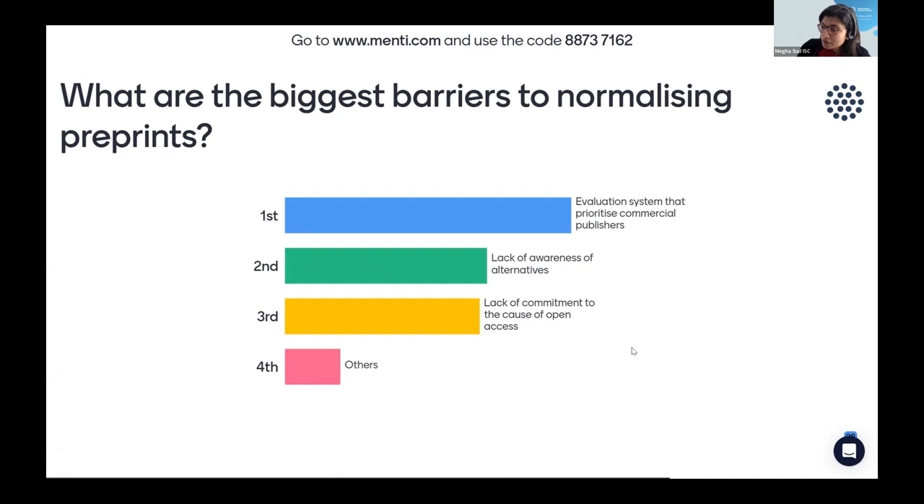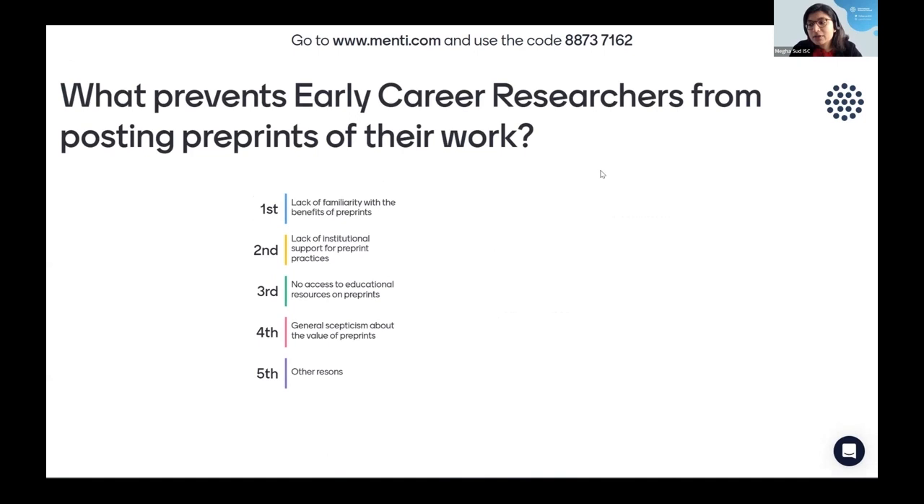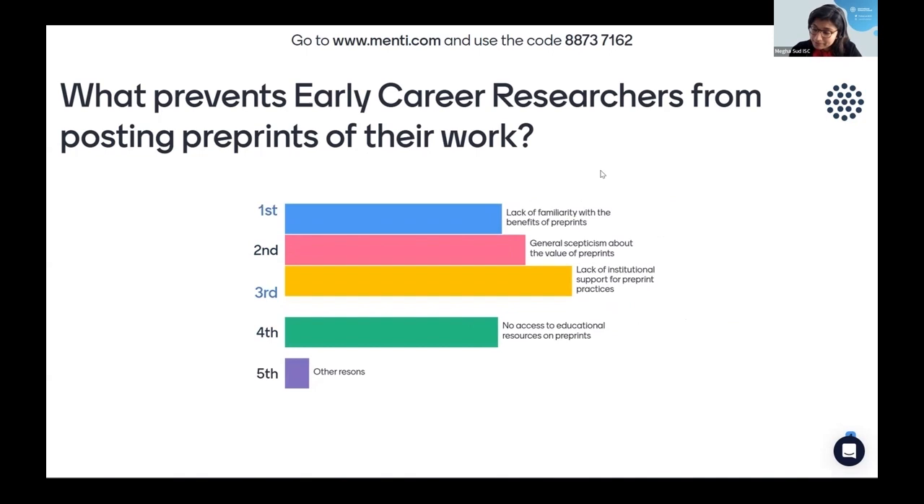Great, moving to the next question now. What prevents early career researchers from posting preprints of their work? Is it the lack of familiarity with the benefits of preprints? Is it the lack of institutional support for preprint practices? Is it that they have no access to educational resources on preprints for raising awareness? Is it general skepticism about the value of preprints, or is it for other reasons?